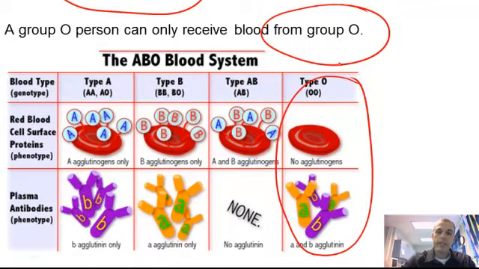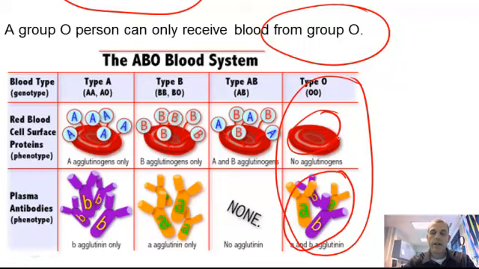Again, the reasoning is that they don't have any antigens, so they can give blood to anyone, and those people's bodies will recognize it as their own. However, they produce antibodies A and B. So if they got A, B, or AB blood, their body would fight it off with the antibodies and basically the blood would clot up. And genotypically, for type O blood, you are OO. All right.